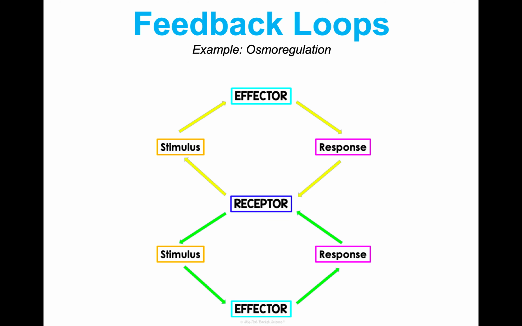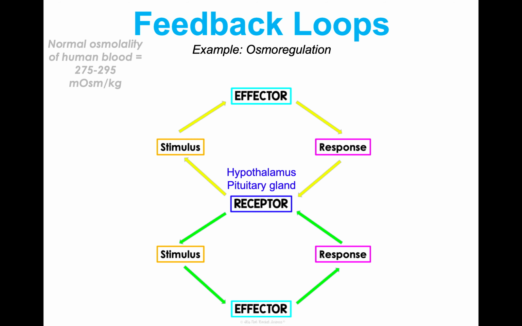Let's talk through another, osmoregulation. Okay, so the normal osmolality of human blood is, again, a range. It's between 275-ish to 295 milliosmoles per kilogram of solvent. Okay, so what's our receptor? Your hypothalamus, which is then going to actually signal the pituitary gland to release some hormones. So the hypothalamus in your brain, sensory, is going to signal the pituitary gland. So these are going to be the ones receiving the signal.